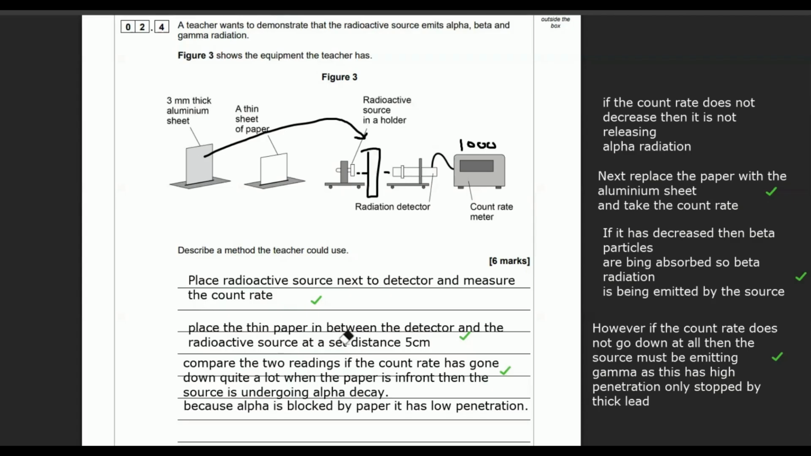Now, I must say that I've run out of room, so I'm not going to write it here, but it would be good to repeat it 3 times without the paper or aluminium to make sure we have the initial count rate from the source, and then repeat it 3 times with the paper, check for anomalies, and get a mean count rate for paper, and then 3 times with the aluminium, check for anomalies, and remove them before calculating a mean for the aluminium. That's going to make your results more accurate and more valid. Awesome.